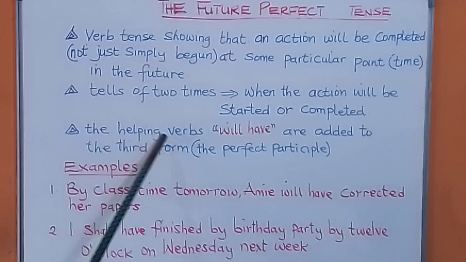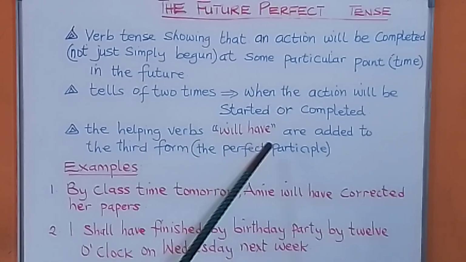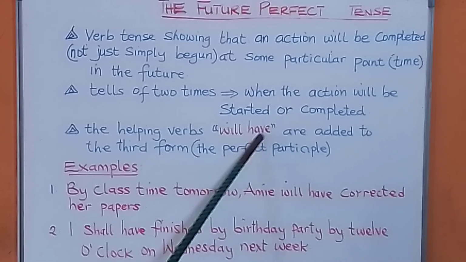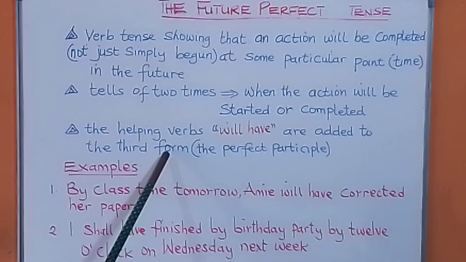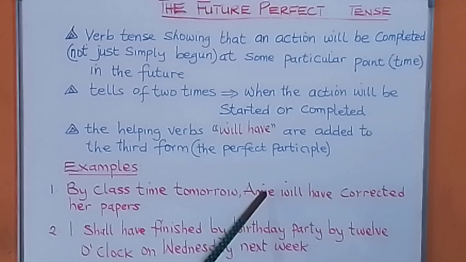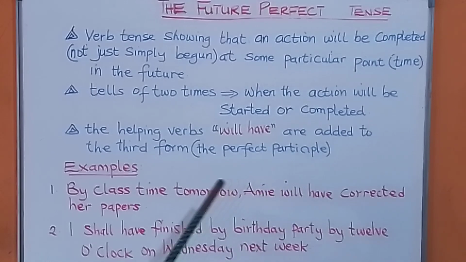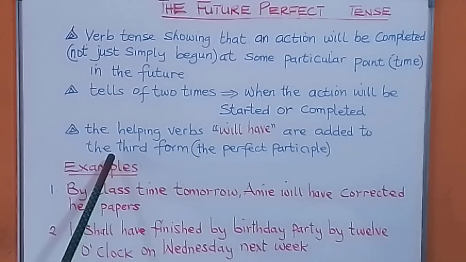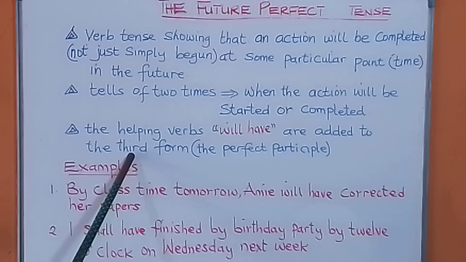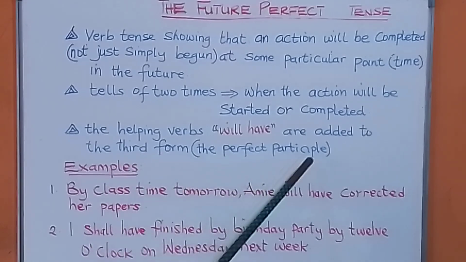Okay? The helping verbs will have are added to the third form. If you are talking in the third person, you add will have. If it's first person, you say shall have. So, the helping verbs will have are added to the third form, the perfect participle.